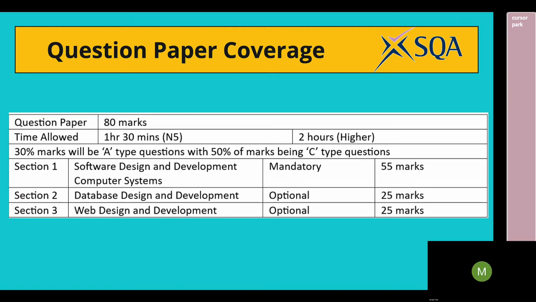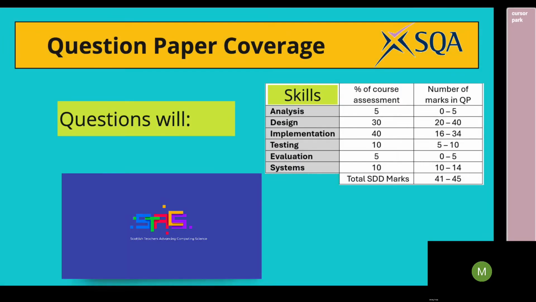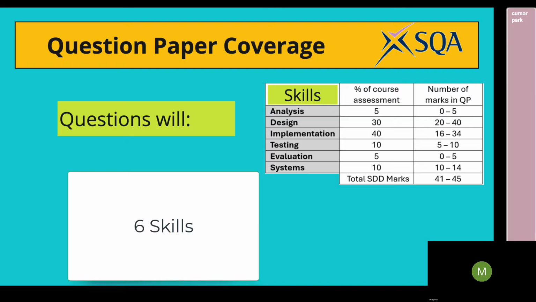And talking of tricky balances, Colin, let's look at what SQA says about the coverage of the skills within a question paper. As SQA writers are thinking about what questions they should ask and how challenging those questions should be, they also need to consider the skills that are being tested. The N5 and Higher course specifications list 6 skills: analysis, design, implementation, testing, evaluation, and computer systems. And each of these skills must be assessed in the required allocations shown in the little table.